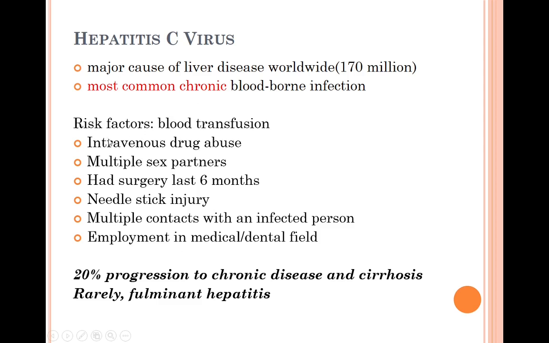I think you can read this much faster, so I'm not going to read it. You have to remember that 20% can progress to chronic disease and cirrhosis. But this is one thing I want to point out. You remember that for hepatitis A, I said 1% of cases can go into fulminant hepatitis. Hepatitis B also, 1% can go into fulminant hepatitis, but hepatitis C is not known to really cause fulminant hepatitis. Very, very rare cases have been there. Most of the hepatitis C virus goes into chronicity, not fulminant hepatitis.